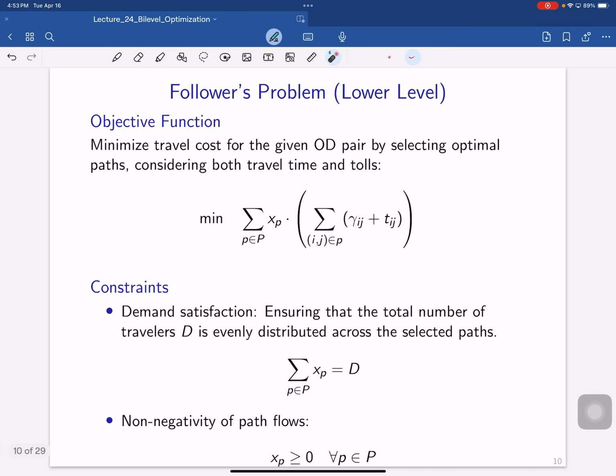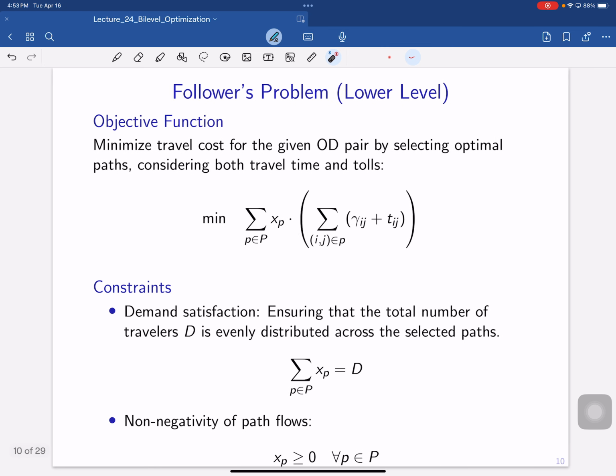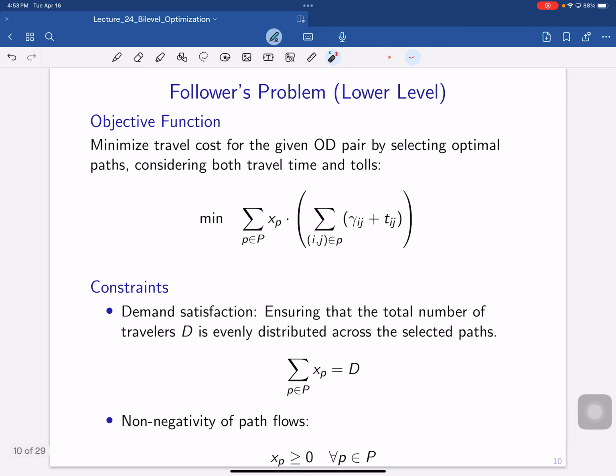So now what will be the follower's problem? Remember the follower is solving a different problem. The objective is different from the leader's problem. The follower is minimizing the total travel cost. So it will be a sum over all the paths from origin to destination, and then for each of the edges ij in the path, we need to consider the base cost plus the toll. So this is essentially the total cost of the travelers traveling from the origin to destination.